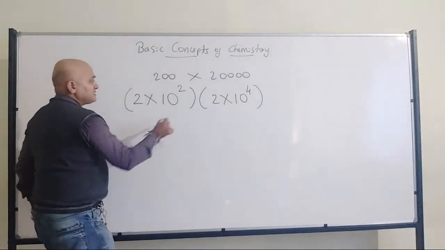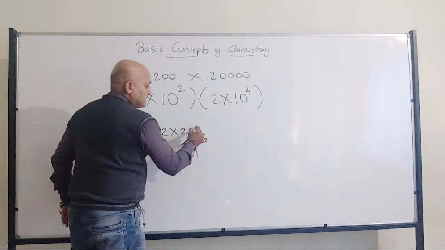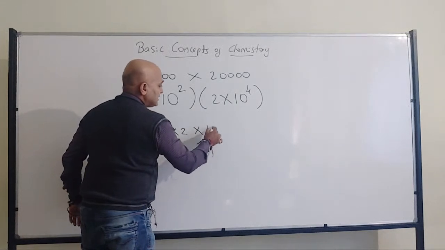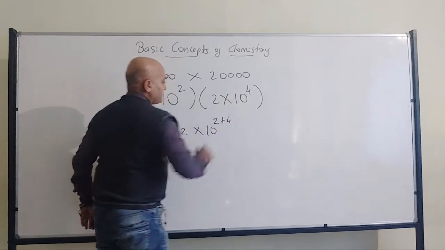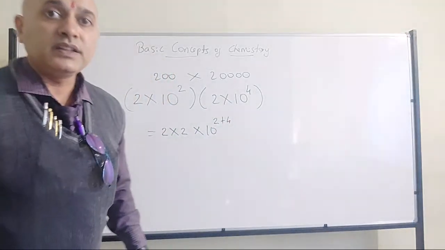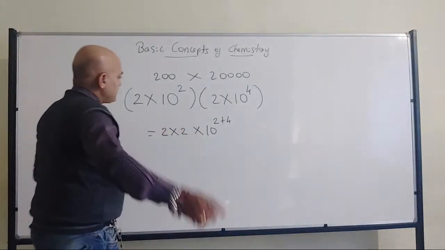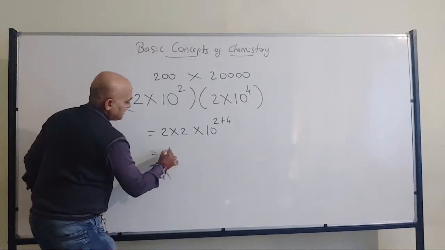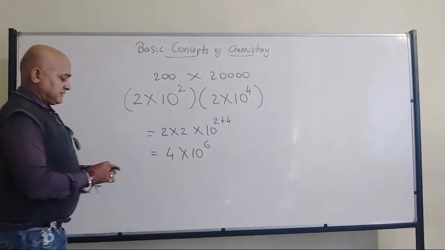So what will be the answer? I have to do 2 into 2. Then I have to go with 10 to the power of 2 plus 4. Don't multiply 10 into 10. No. So 10 to the power of 2 plus 4. Someone has given the answer. Very good. So that means 4 into 10 to the power of 6.